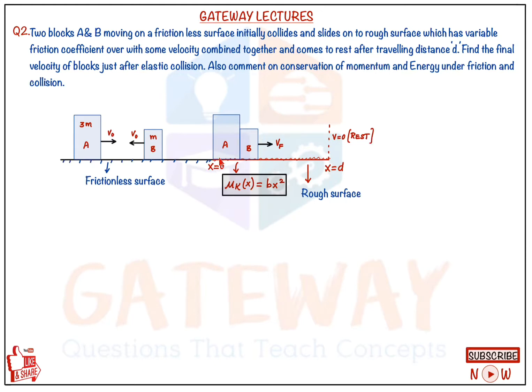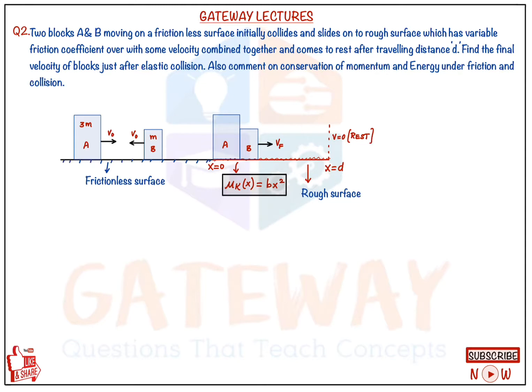On the rough plane with variable friction coefficient mu k of x, since they are moving, we will have kinetic friction. The kinetic friction coefficient is equal to b times x square. On the rough plane, energy is dissipated due to kinetic friction, so it comes to rest at x equal to d. Find the final velocity of the blocks just after the collision.